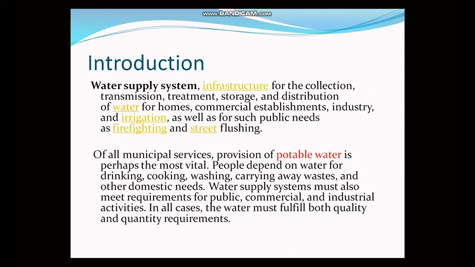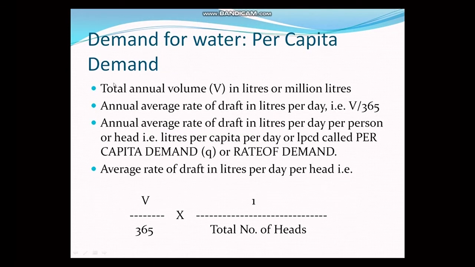Water supply systems need to meet requirements for public, commercial, and industrial activities. In all cases, the water must fulfill both quality and quantity requirements. Let us proceed to the quantity aspect of water supply, which is also known as the demand for water, or simply water demand. If a total volume of water, V liters or million liters, is supplied to a place annually, then the daily average supply is V by 365. That means the total volume of water V is divided by 365 days, as a year consists of only 365 days.